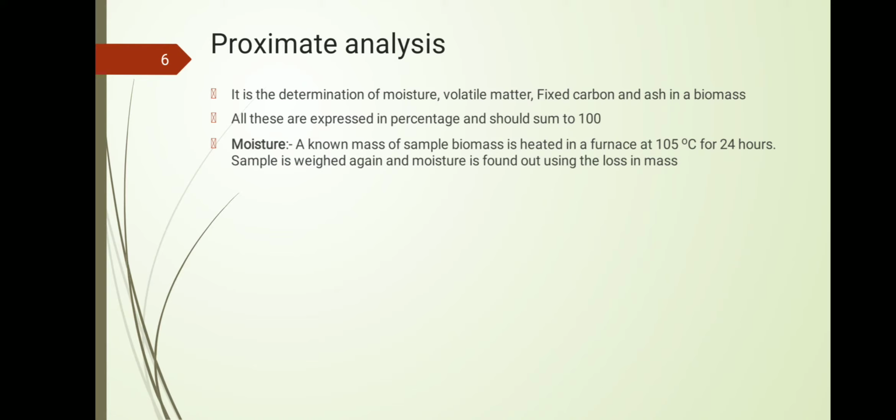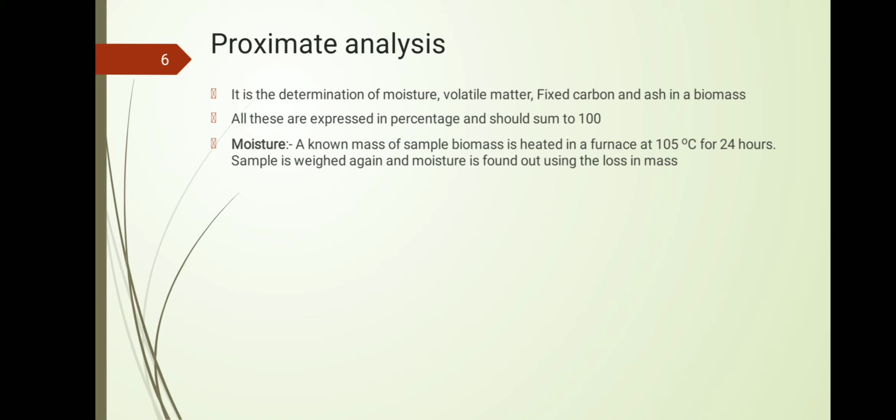So what we have to do is, suppose we take some 5 gram of biomass. Before testing we have taken 5 gram of biomass. We are putting it in a hot air oven or furnace, set the temperature to 105 degrees, and we have to keep it there for at least 24 hours, that is one day. After that we take it out. We will see some mass is reduced. Weigh the final mass. Suppose it is 4 gram now. That means 1 gram was moisture.